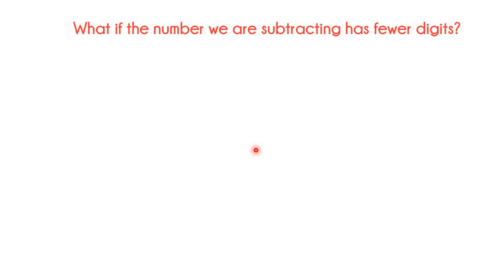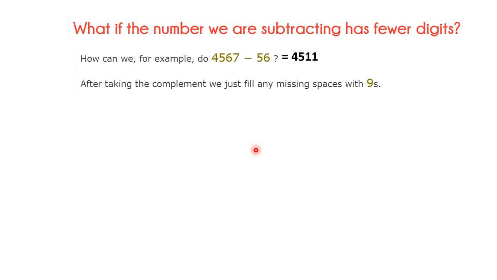Okay. And in another case, what if the number we are subtracting has fewer digits? That means y has fewer digits than x. Say for example, 4567, a 4-digit number, minus 56, a 2-digit number. The answer is of course 4511. Then how can we make the complement? After taking the complement, we just fill any missing spaces with 9s.